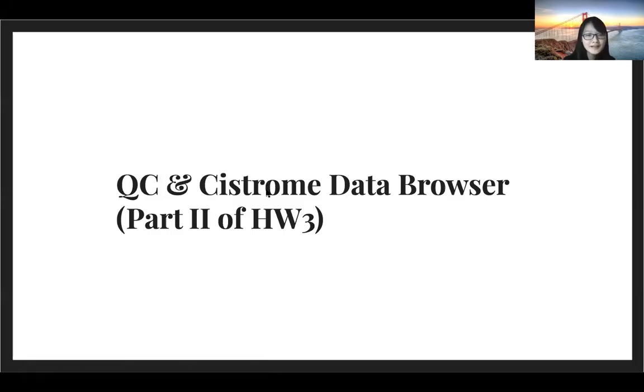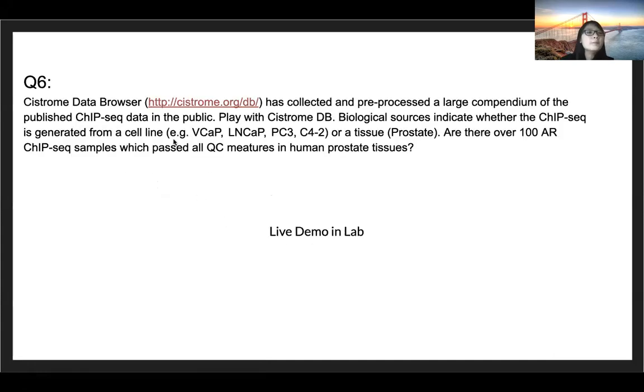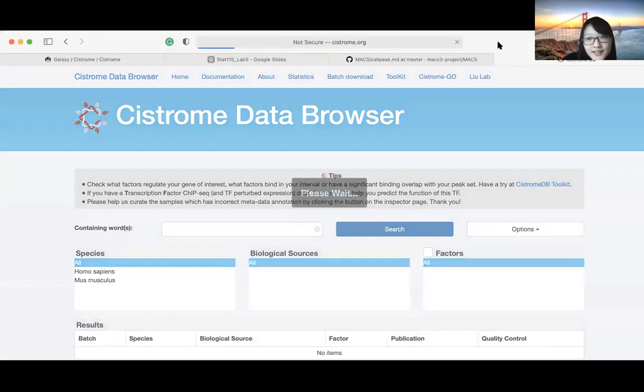Okay, so now let's talk about part 2 of your homework 3. It's still about quality control and about how to use Cistrome Data Browser. So for question 6, it's asking us to use Cistrome Data Browser to check publicly available ChIP-seq data. I'll just do a live demo of this.